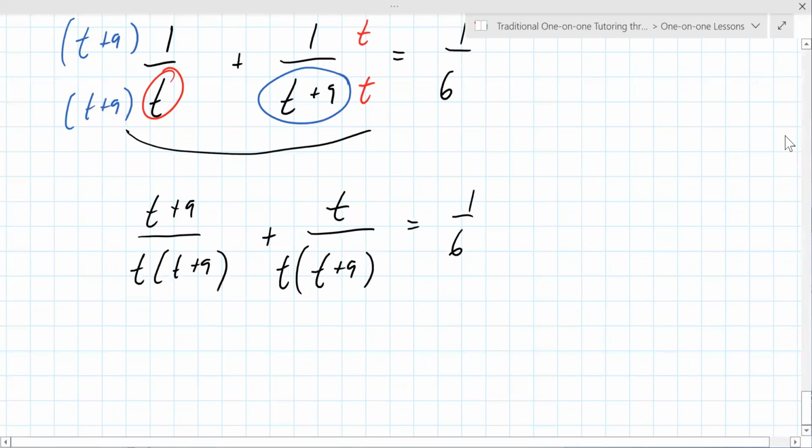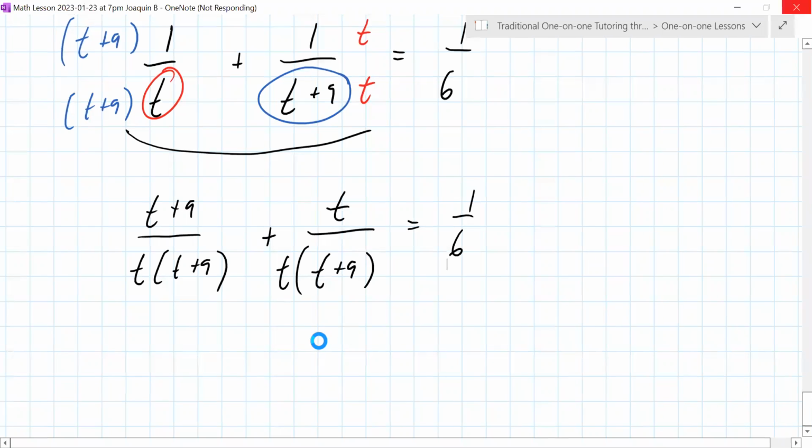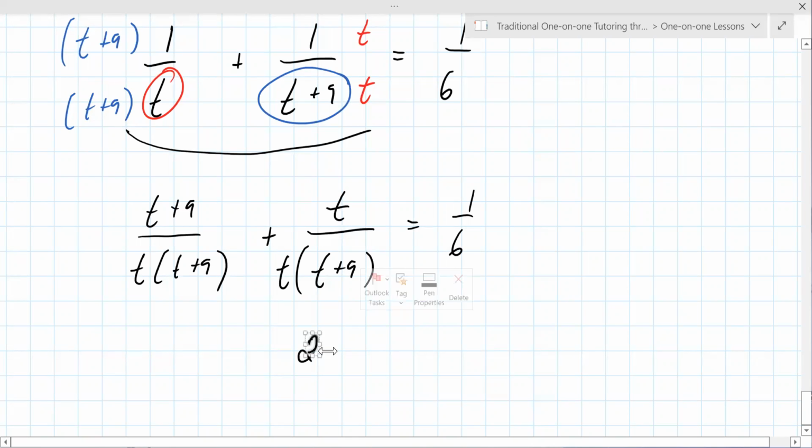Now, it may be in past problems you've included the 6 in this, but we're not going to. I'll show you why in a moment. So when we add the tops, you get 2T plus 9. Sorry, technology, a little lag here. You can see my cursor, but on my side my screen is all froze up. So it's T over T plus 9 equals 1 over 6.